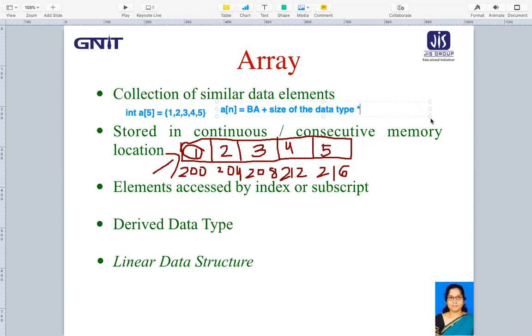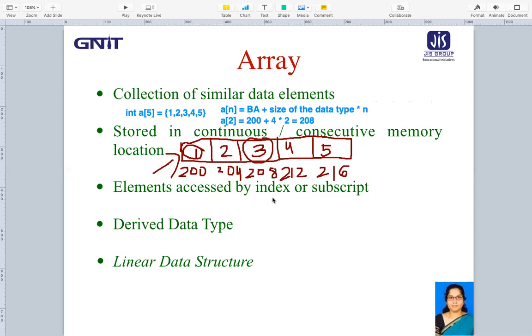into n. Using this concept, if I want to find out the address of A2 in this example, it will be the base address, which is 200, plus the size of the data type. This array is of integer type, so the size is 4, into what is the value of n? The value of n is 2. So it is 208, and from this diagram we can see that indeed the address of A2 is 208. So this is the property of array.